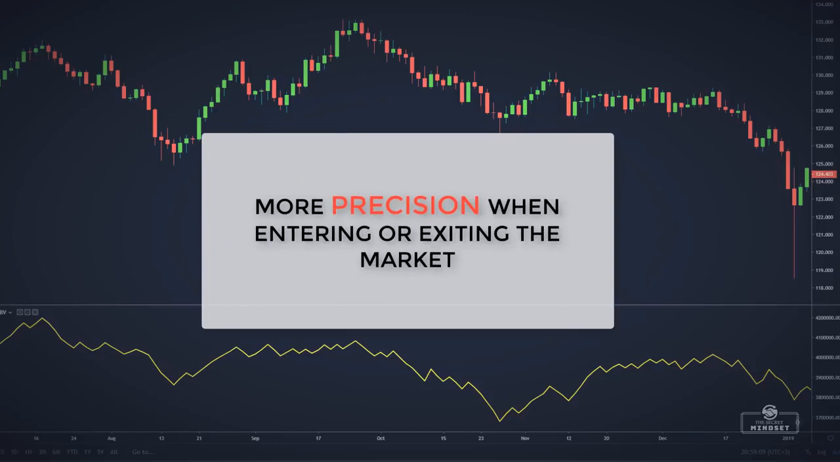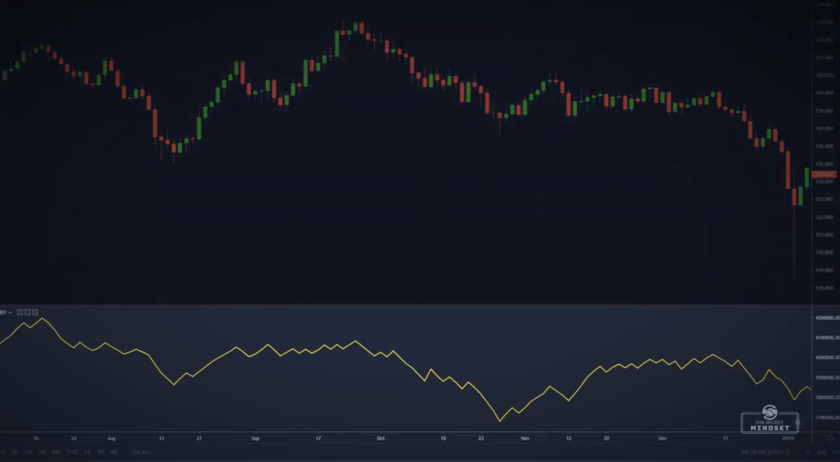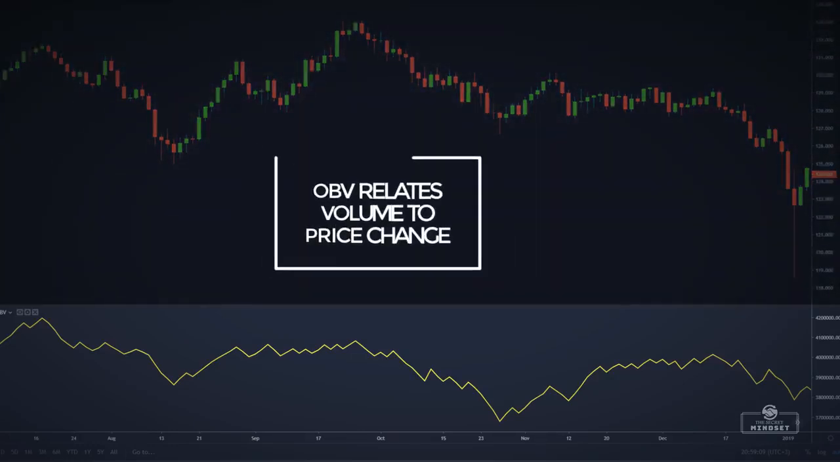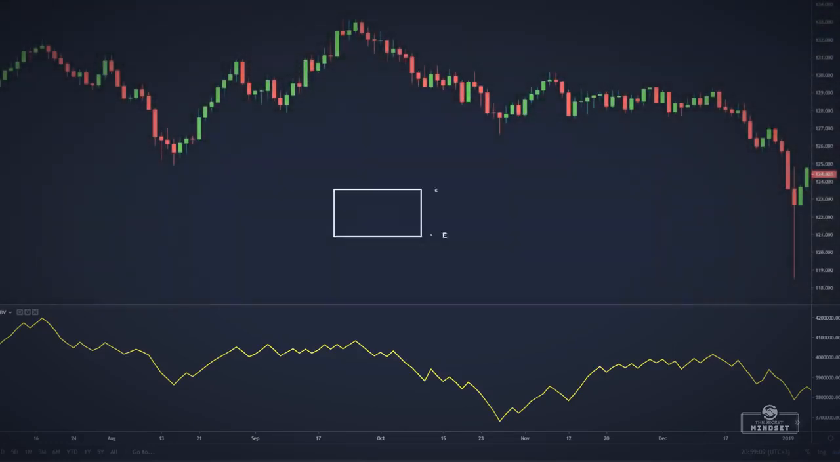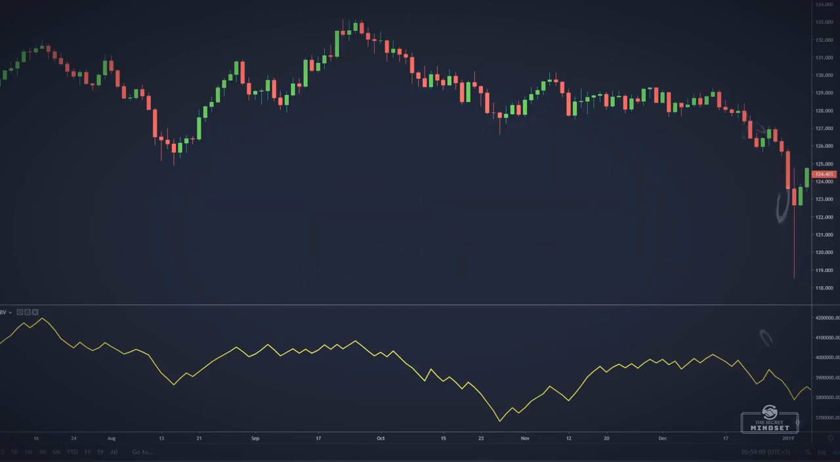I've tested most of the volume indicators, and the most efficient for me is the on-balance volume. The on-balance volume relates volume to price change. We'll keep things simple, so all you need to know about the OBV is the fact that it increases or decreases during each day in correlation with whether the price closes higher or lower compared to the close during the previous day.